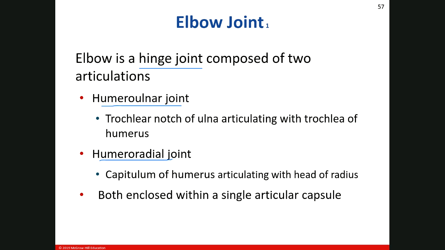It'll also act as a hinge, but here's your capitulum, which is a ball-like structure. The head of the radius has a little bit of a depression on it, and the ball of the capitulum sits in there. So the radius kind of swivels on that ball. That's why you're able to get supination and pronation, because when the radius turns over, it swivels on top of that capitulum.